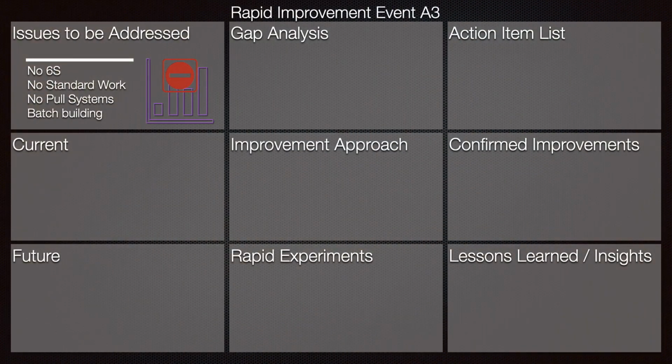The first box is on the top left. It's called issues to be addressed. And you can see in this example, I put there's no 6S in the area, there's no standard work, there's no pull systems, we're doing batch building. And these are the things that we want to address. I have a little metrics chart there that shows that it's not good, right? Have a little do not enter type of sign. So those are things that you want to address.